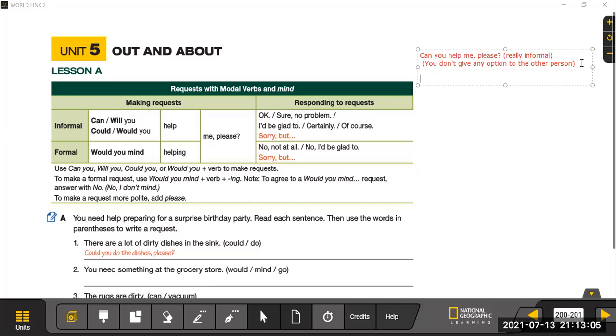Then we have, I'm going to use could. Could you help me, please? In that case, it is informal, but it is polite. Do you know what is the definition of polite? What is the definition in English of polite?